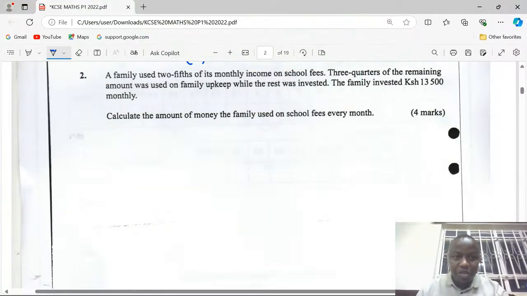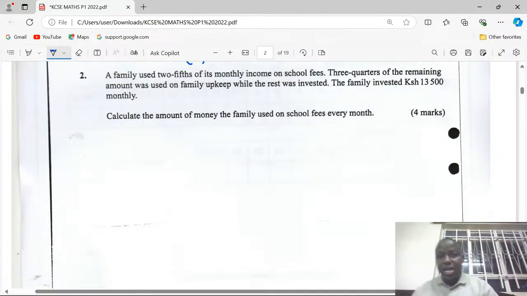We can now continue with the paper, whereby we are told a family used 2/5 of its monthly income on school fees. Again, we are told that 3/4 of the remaining amount was used on family upkeep, while the rest was invested. The family invested 13,500 Kenya shillings monthly. Calculate the amount of money the family used on school fees every month.